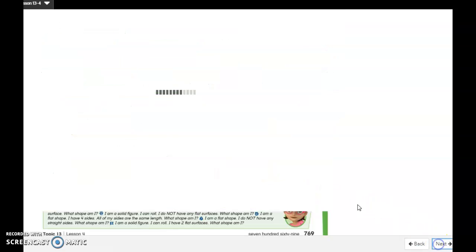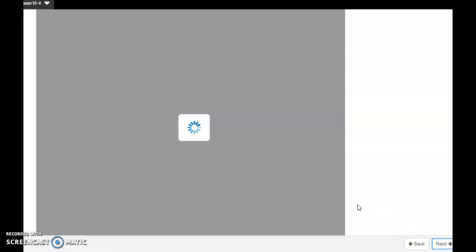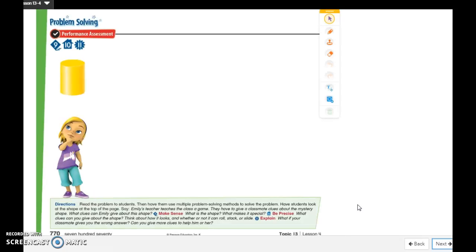All right. Let's take a look at the next page and do more than just say peek. Okay. So parents, this is one of these pages that very often in class we would look at and say, yikes, this is tricky. Look at the shape at the top of the page. You have to give someone clues about that shape without saying the word cylinder.